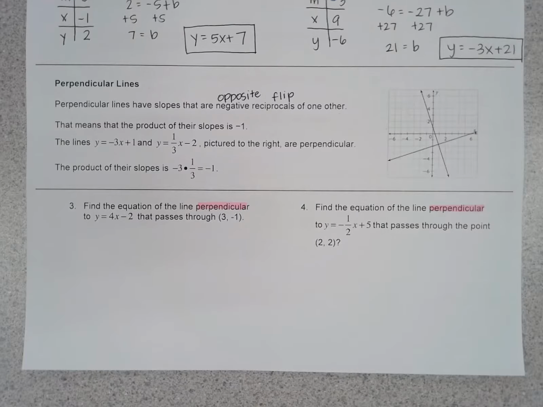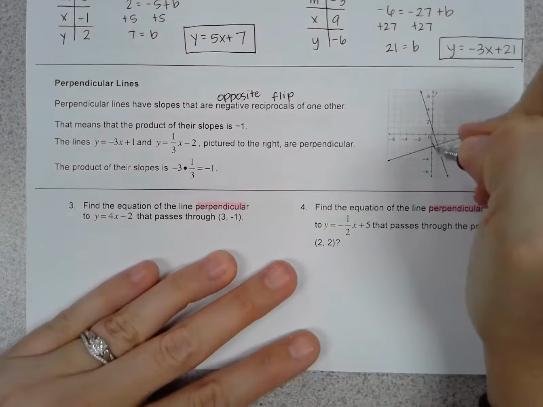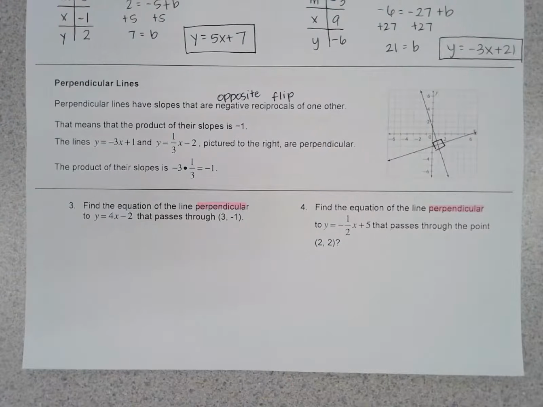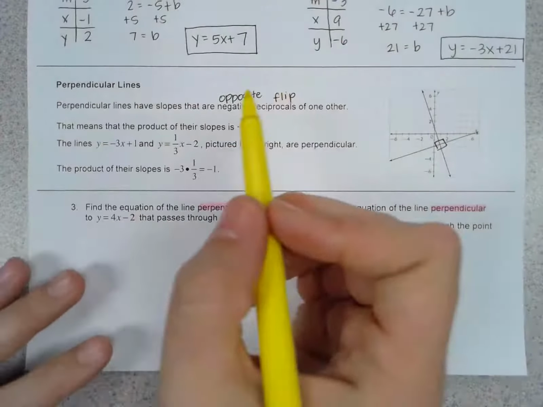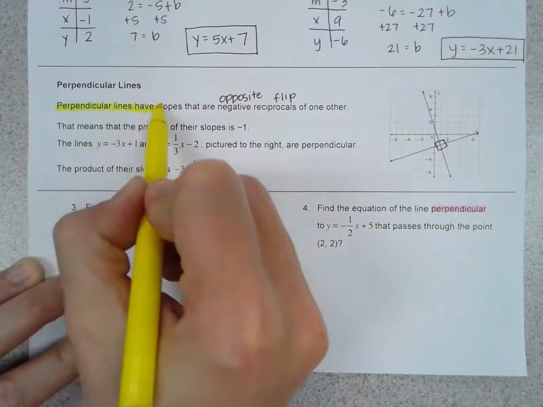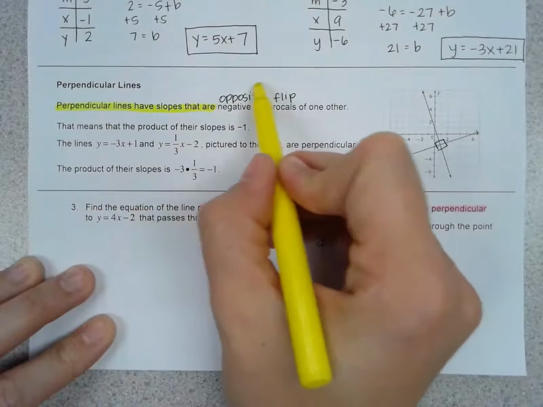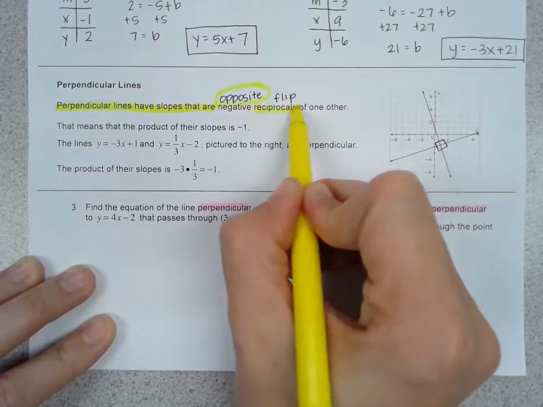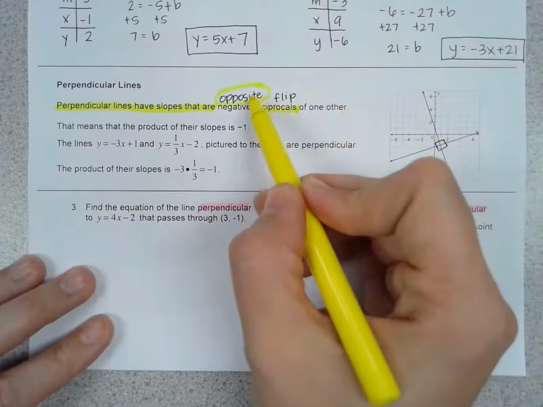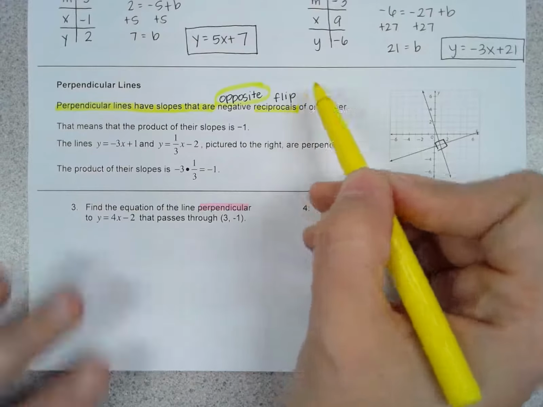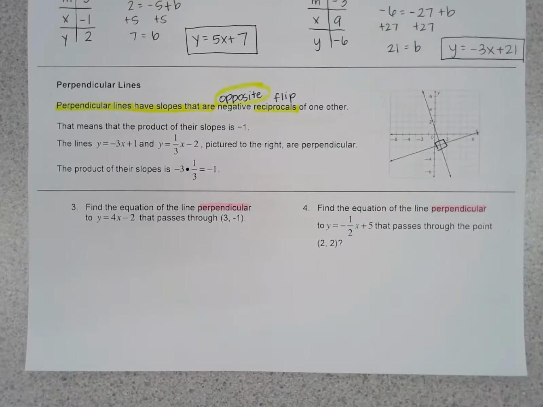Remember, with perpendicular lines, they intersect to form 4 right angles, and so that's why the slopes have to be different. So when I remember it, I actually remember perpendicular lines have slopes that are opposite reciprocals, but you can remember opposite or negative, and you can remember reciprocals or flip. It doesn't matter which way you remember it.